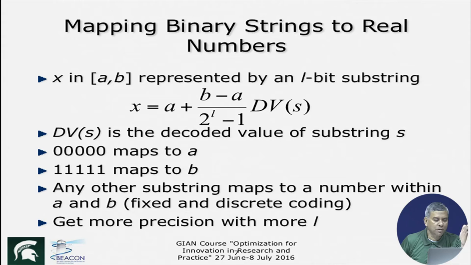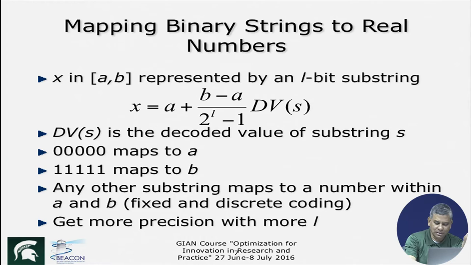When I go from one string to its next string, I am also moving from this point to the next point on the X. So what is the difference between these two X? Can you tell from here? B minus A over 2 to the L minus 1. This quantity, because when you go by 1 here, this is the one you are adding. So this becomes the precision in the X. Now if you want 2 decimal places of accuracy, you set this to be 0.01. You know your lower bound and upper bound, so you can back calculate how much should be the L. Clear? Okay, I think I have an example here.